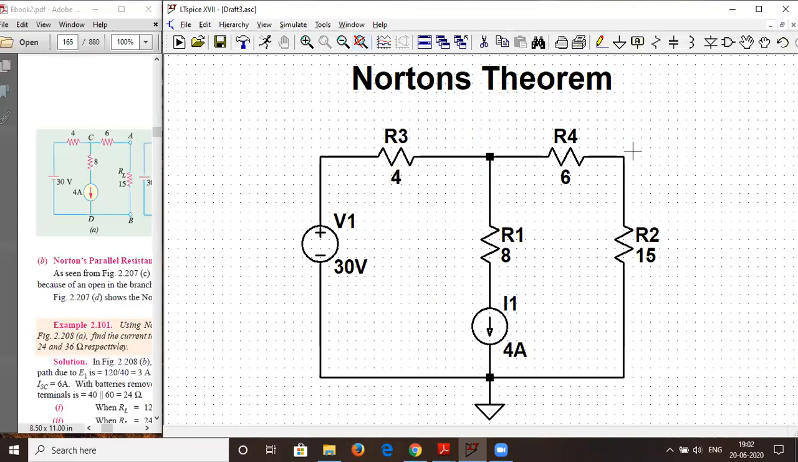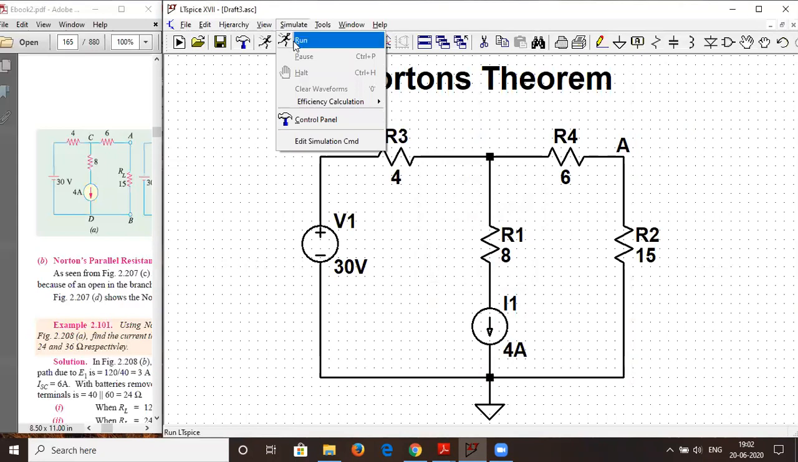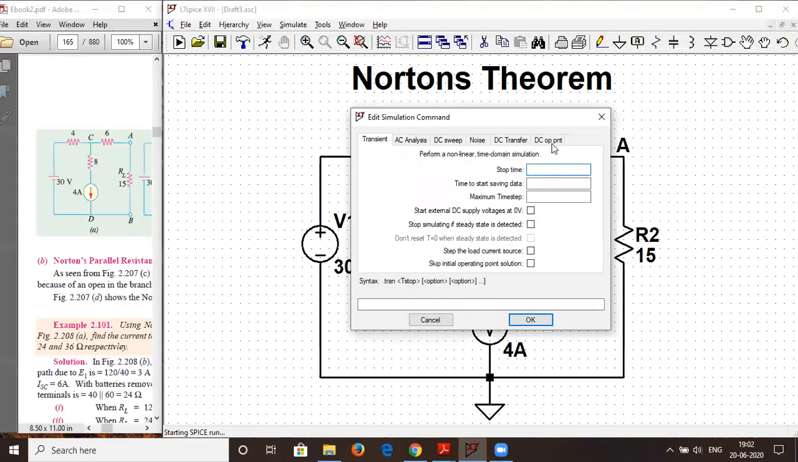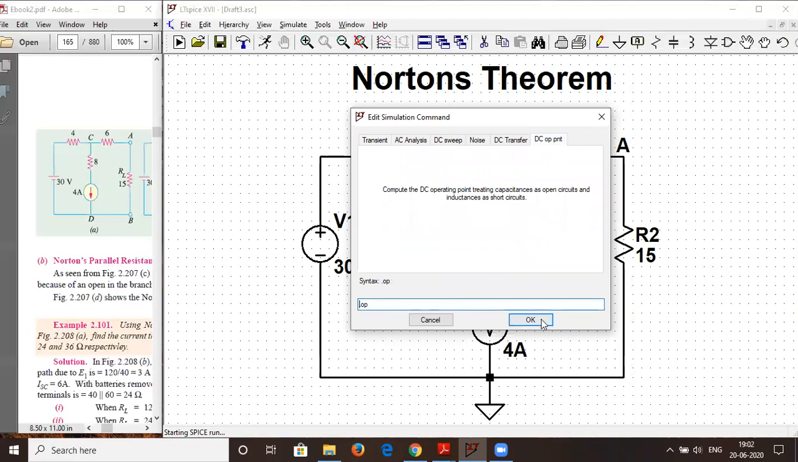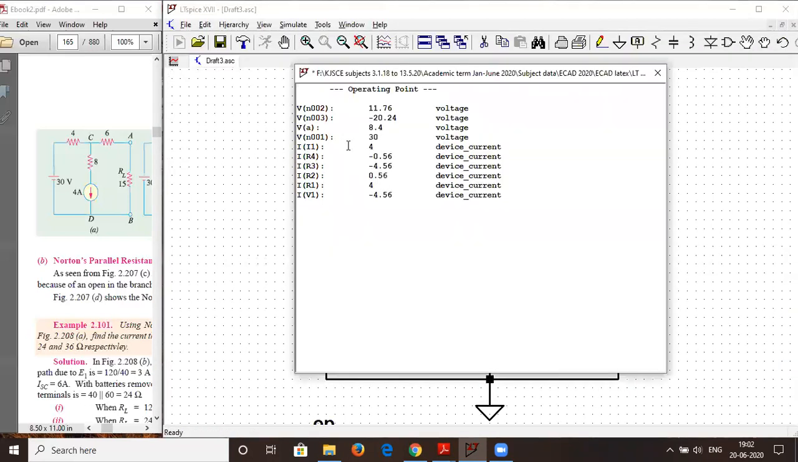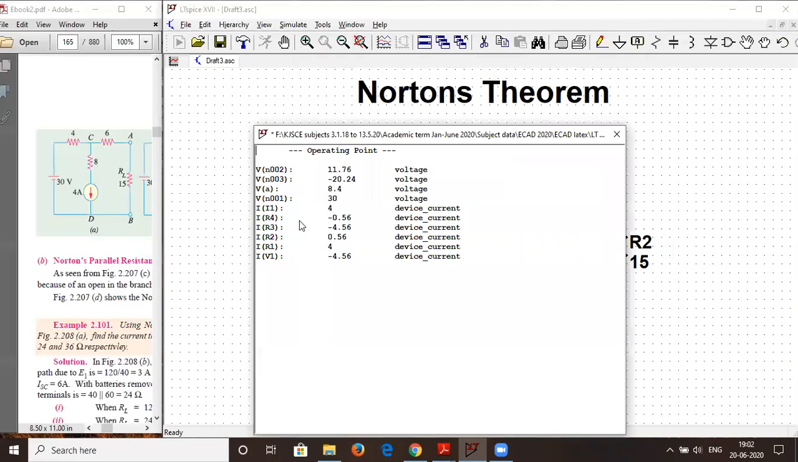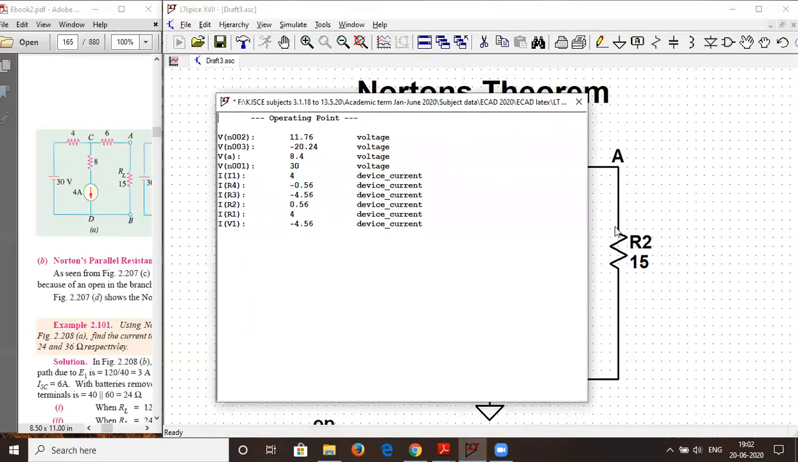Okay, so this is the main circuit which we have to solve using Norton's theorem. Directly also we can find it very easily. I'll just run one simulation and show it to you. So I'll run this and I want the DC operating point. So I'll select this and click OK. It will give me all the voltages. Basically I want the current flowing through the 15 ohm resistor, that is the current flowing through R2, which is around 0.56. So let us see by solving this with Norton's theorem whether we get this 0.56 or not.